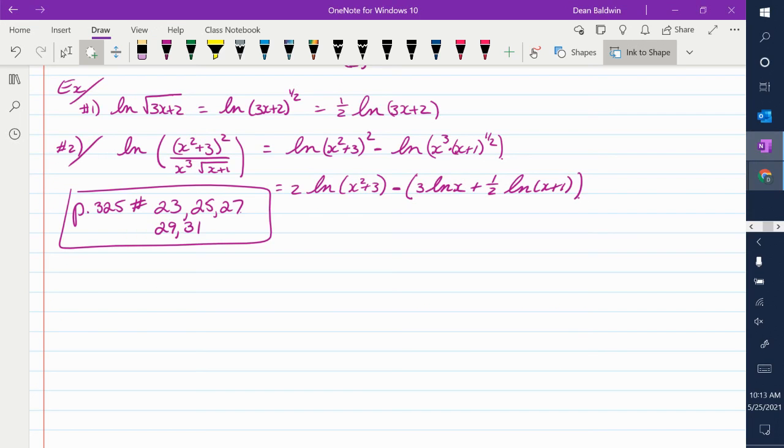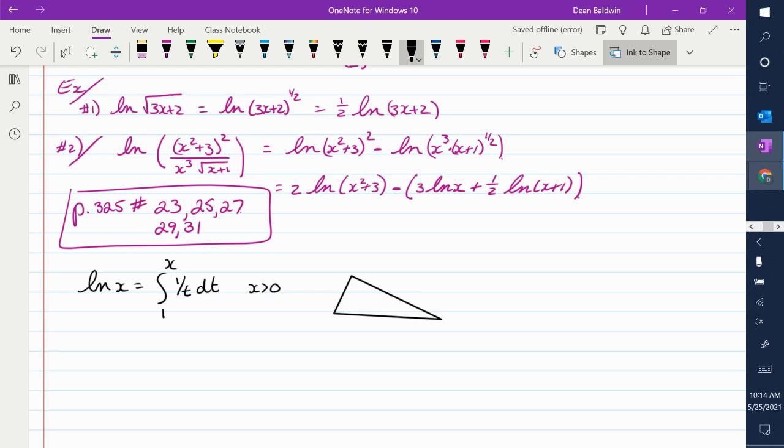Okay. So the natural log function. On Friday we talked about the natural log function being defined as the natural log of x is equal to the integral from 1 to x of 1 over t dt, when x is greater than 0.